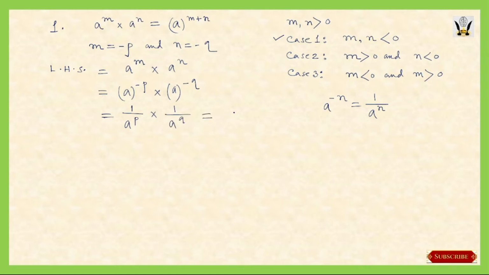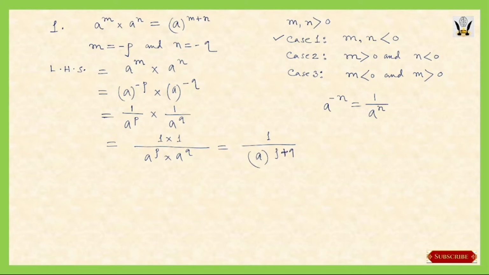Now in the numerator we are multiplying both the ones, as we know the rule of multiplication of rational numbers. So 1 will be multiplied by 1, and in the denominator a to the power p will be multiplied by a to the power q. So in the numerator it will be 1, and in the denominator both the exponents are now positive and both the bases are the same, so it will follow this law. So we can write a to the power p plus q.